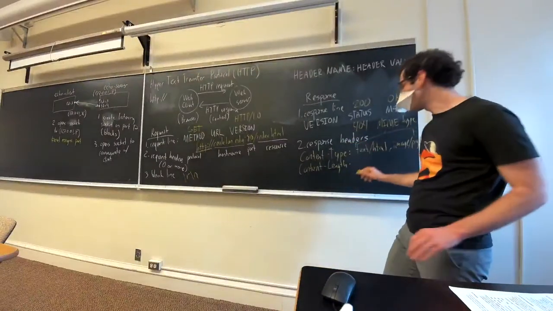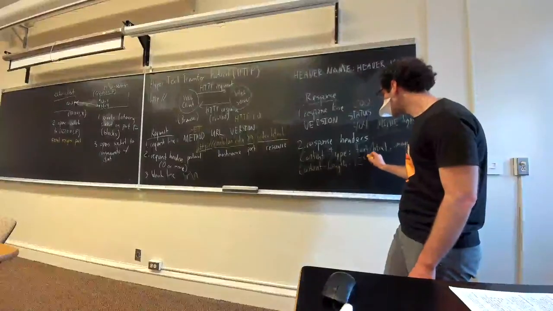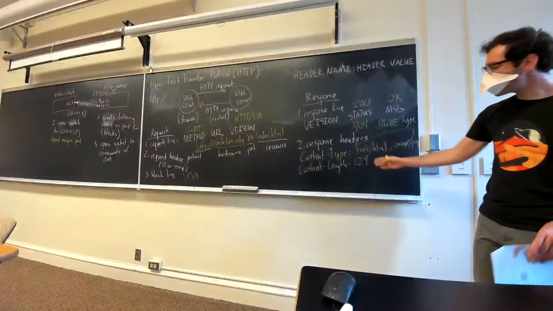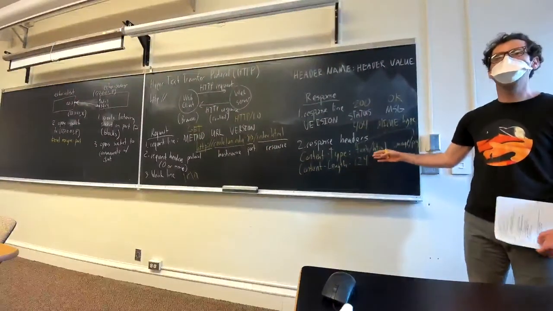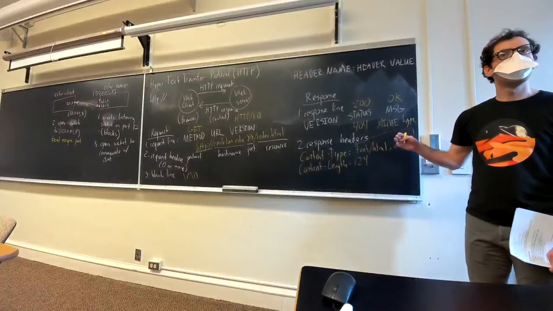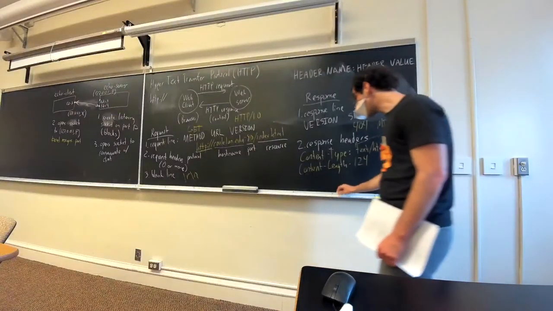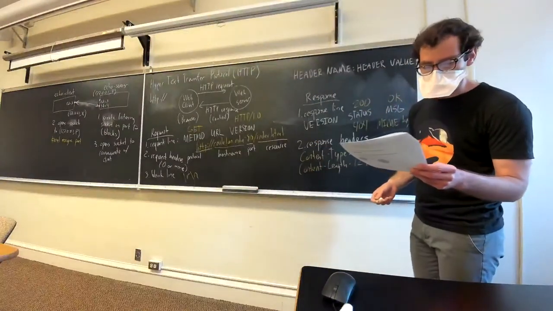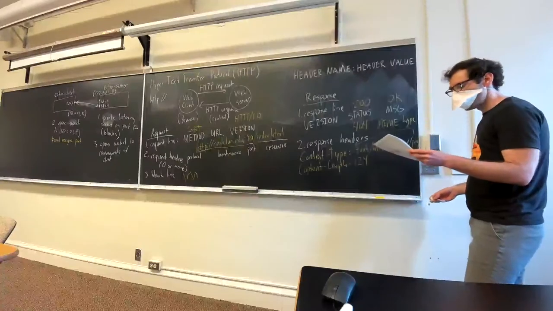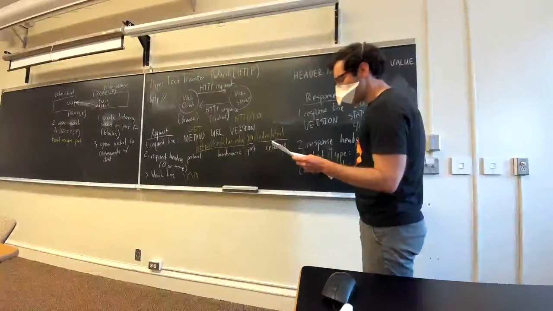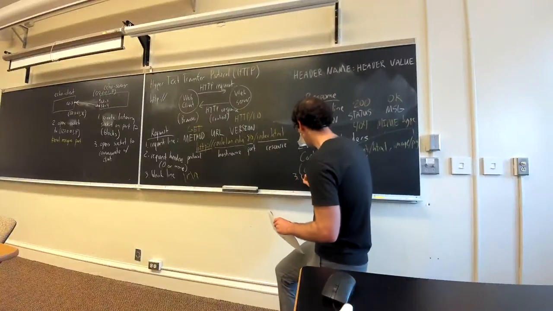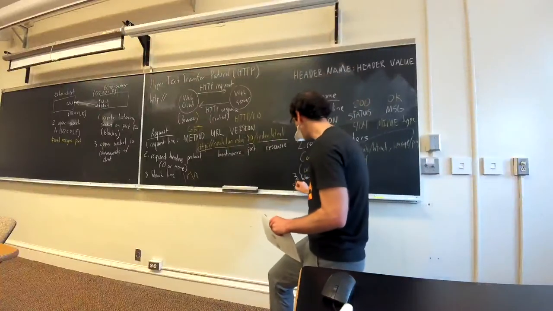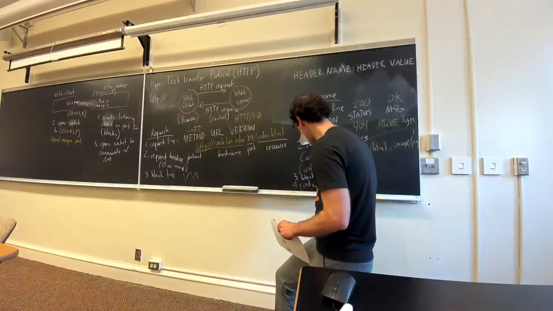There's just going to be some number, like maybe 124 or whatever number. And this tells the client how many bytes it should expect, because what follows after the headers is a blank line, and then finally the content.